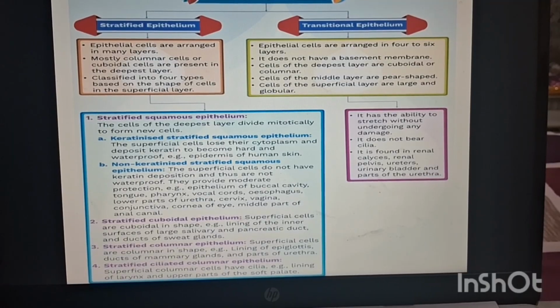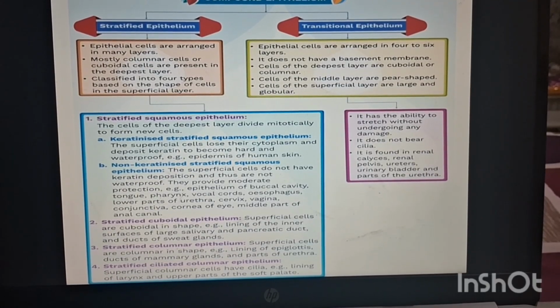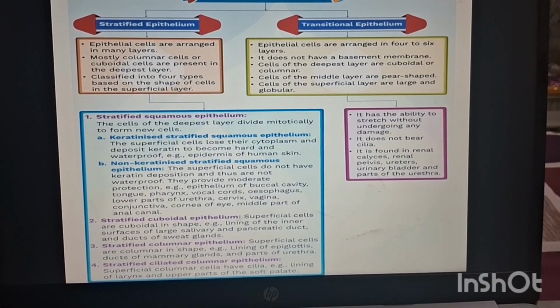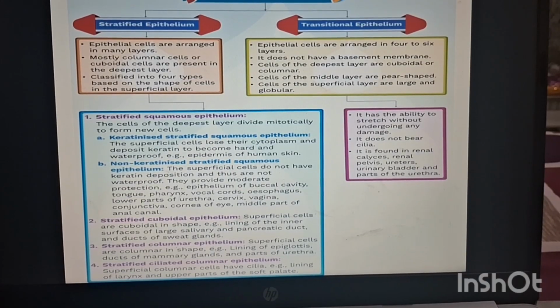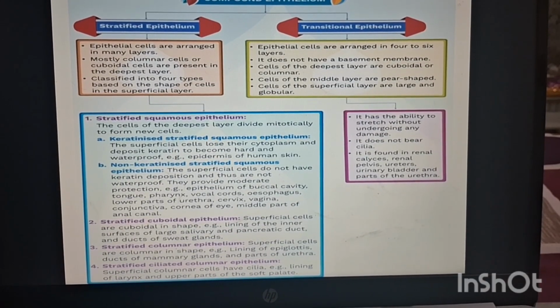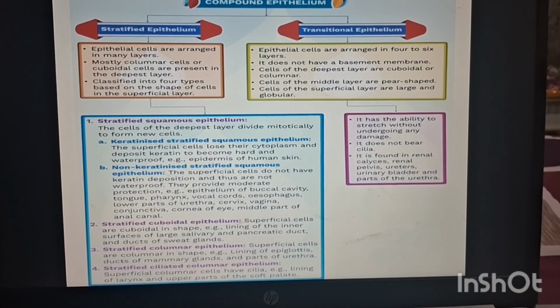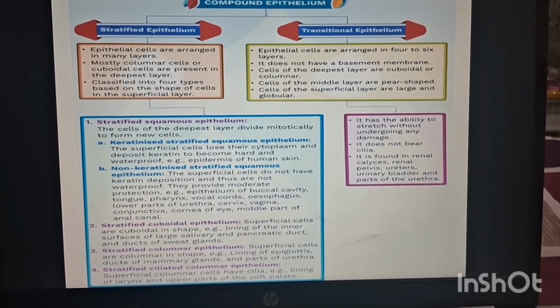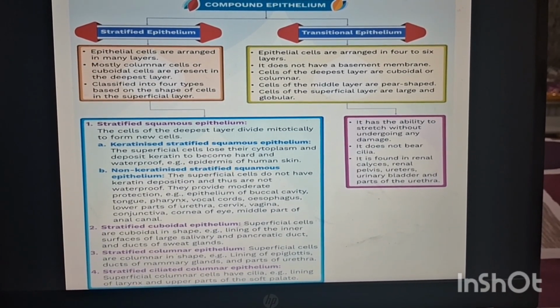The cells of the deepest layer divide mitotically to form new cells. First is keratinized stratified squamous epithelium. The superficial cells lose their cytoplasm and are waterproof. Example, epidermis of human skin.